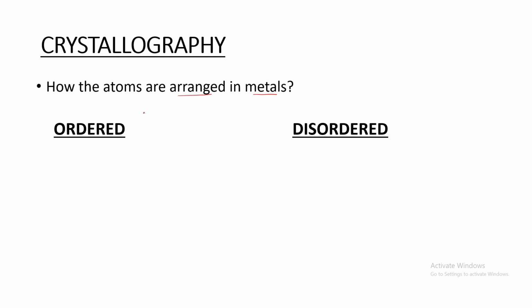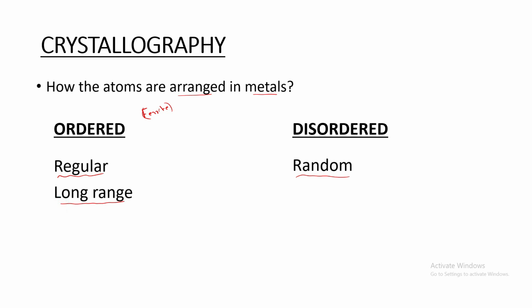Just like in the previous video, where we saw the structure of ferrite, you could find an ordered arrangement of carbon and iron atoms. Ordered arrangement means the atoms are arranged in a regular fashion. In a disordered arrangement, you can see a random arrangement of atoms. In ordered atoms you can find a long range order, and in disordered atoms you can find a short range order. Sometimes you can find a regular arrangement in a short range, but in long range you can never find a regular arrangement.